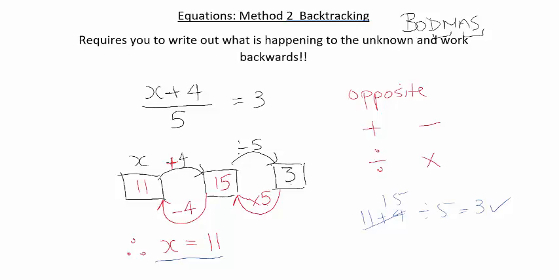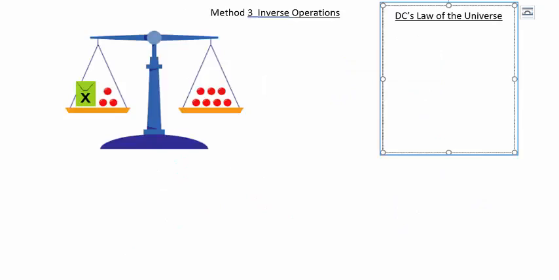But again, this takes a long time because you can see I had to draw the boxes and I had to think about opposite values. What's the opposite to this and things like that. So it takes a long time too. So this again is not actually what we use all the time. This is our method 3, which is called inverse operations. Inverse just means the opposite. So this is exactly the same as backtracking basically, but without the boxes.